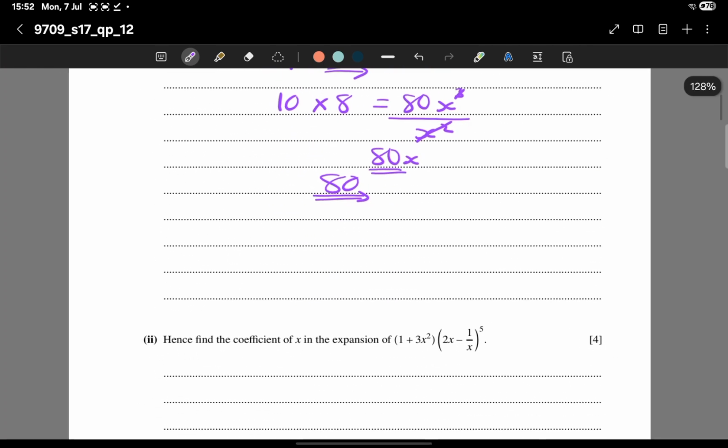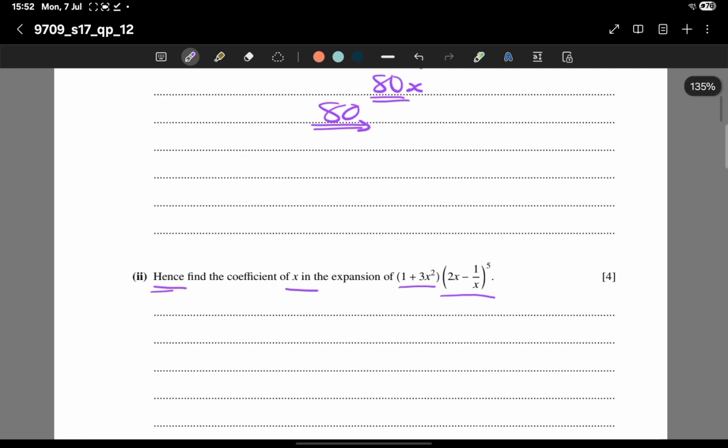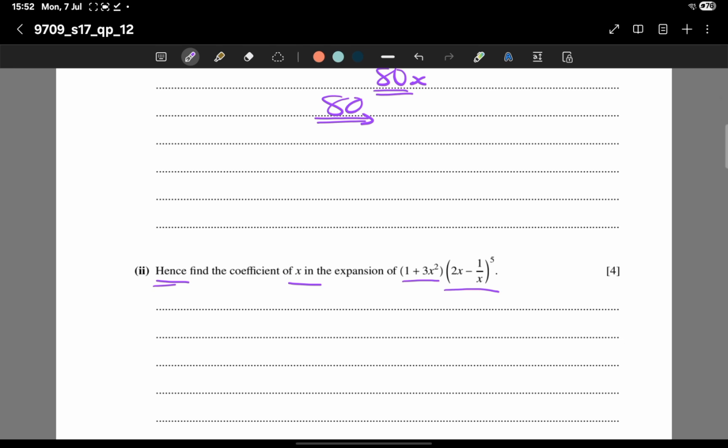Then we move on to the second part, which says hence, meaning that we're going to be using our answer from the previous solution. Hence find the coefficient of x in the expansion of this multiplied by this. And for this one, what we're going to do is first get the coefficient of 1 over x, or the coefficient of x to the power minus 1. Because we know that if we multiply that coefficient and the 3x squared, the result will be x, right? And for that reason, we are going to get the coefficient of x to the power minus 1.